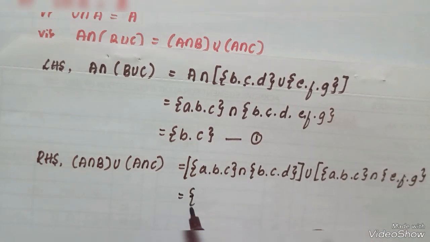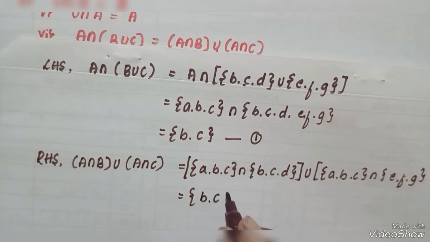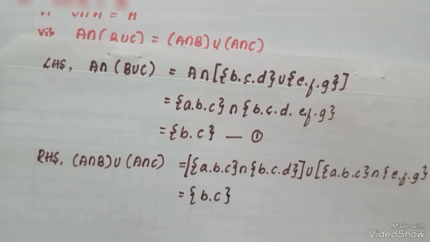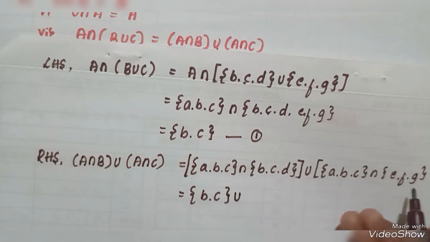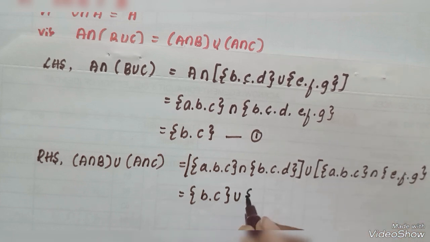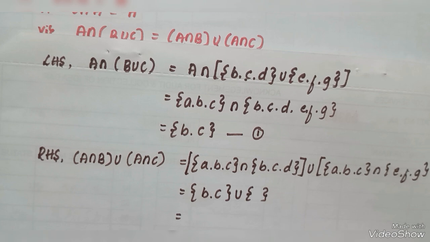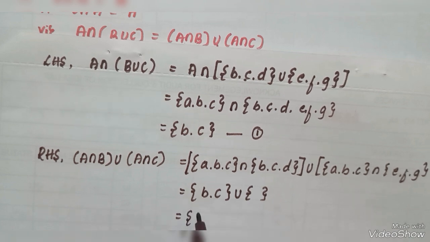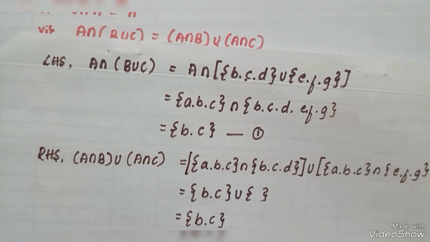Intersection means common elements. In between these two sets only B, C are common. Here union: there are no common elements here, therefore I have written empty set. Then what are the elements? Here the elements of both the sets. Here B and C are there. There are no other elements, so the union contains only B, C.